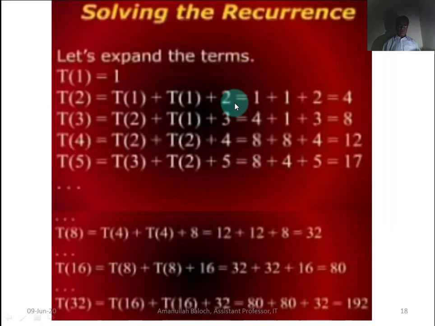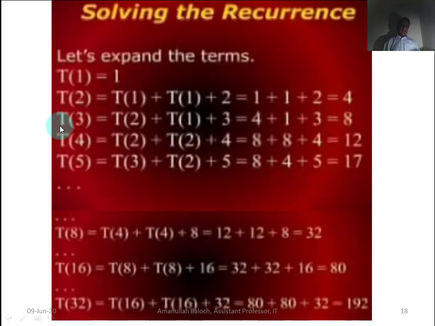You may see T of 1 is equal to 1, we will put its value here 1, and T of 1 is equal to 1, we will also put here 1, and plus this 2, we add, and the total sum will become 4.